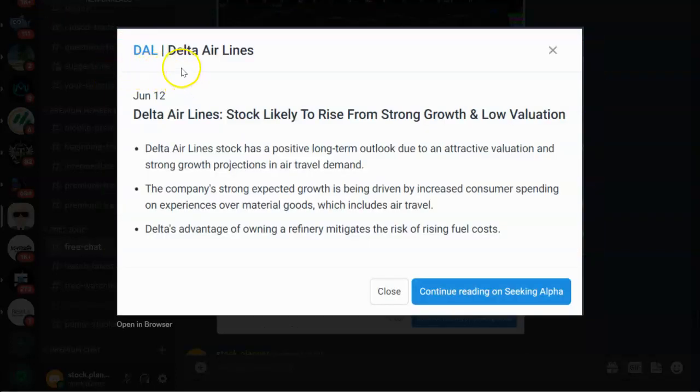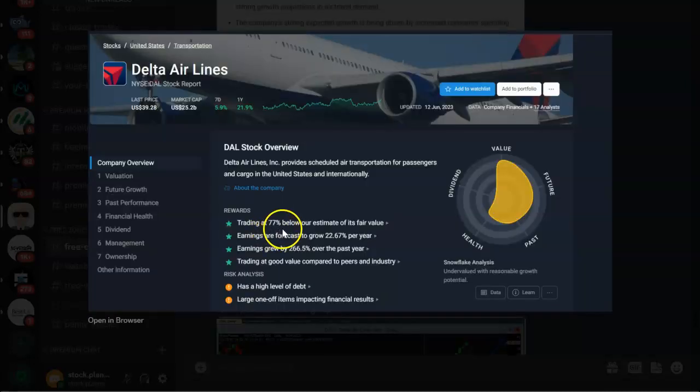Now, according to a Simply Wall Street article on Delta Airlines, ticker symbol DAL, the stock is likely to rise from strong growth and low valuation. It's been in a funk. It's undervalued. Strong growth is expected, and they're expecting more airline travel. I know I'm looking at tickets myself. And I didn't know this. Delta owns its own refinery to help lower rising fuel costs. Didn't know that. It's trading 77% below its fair value. Earnings are forecast to grow by 23%. And earnings grew by 266% over the past year. Wow. And it's trading at a good value amongst its peers.